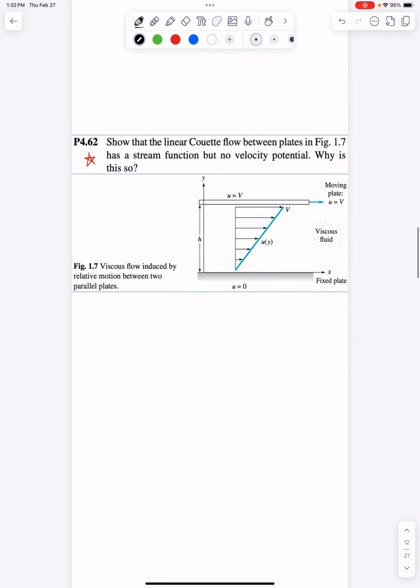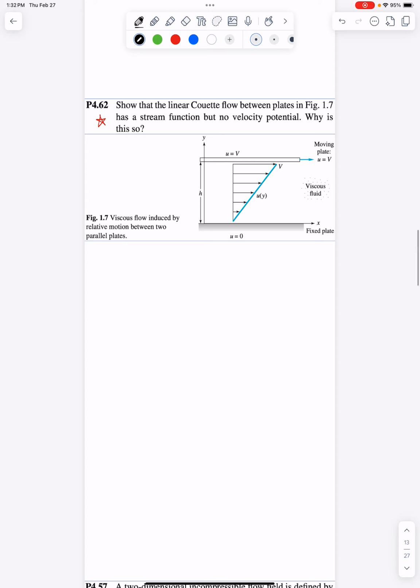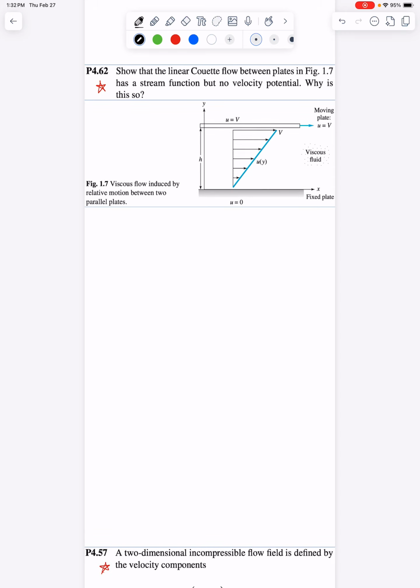So previously, we worked with Poiseuille-Newtonian flow through a pipe, with a parabolic velocity profile. Now we're looking at linear Couette flow, where we have a fixed plate and a moving plate, and therefore we get a linear distribution for velocity. Here, we're interested in proving that this Couette flow has a streamline function, but no velocity potential. So once again, how do we prove that? It's what we did earlier in the last two problems.